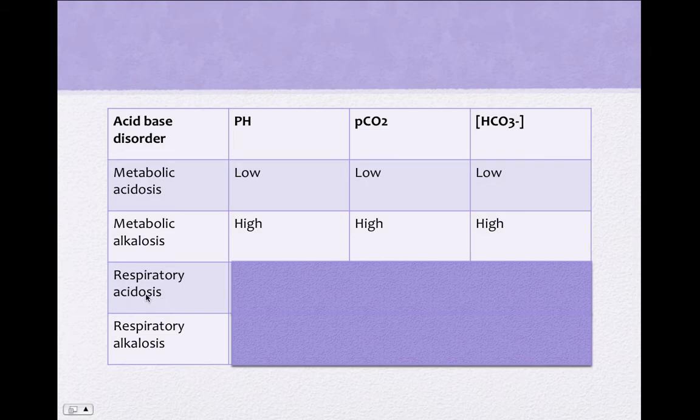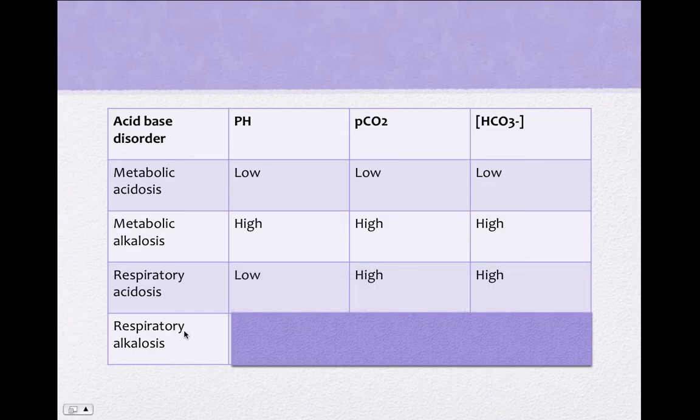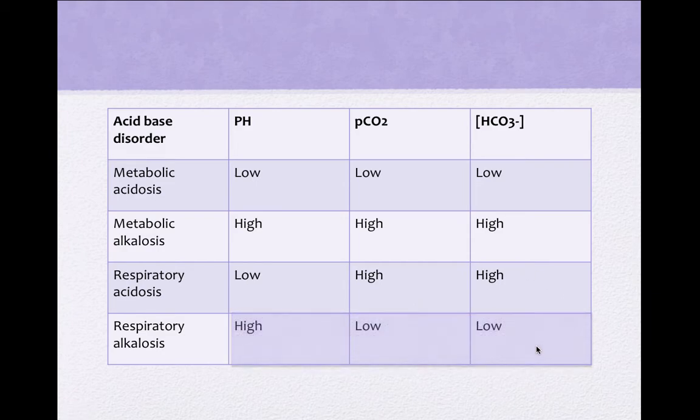Respiratory acidosis. So for acidosis, we know the pH will be low. It's respiratory, so we know the primary disorder is with carbon dioxide, and for acidosis, the carbon dioxide needs to be high. So what will be the compensatory response? It will also be high. For respiratory alkalosis, we know the pH will be high. The primary disorder is with carbon dioxide, and for alkalosis to occur, it needs to be low. So what will be the compensatory response? It will also be low.